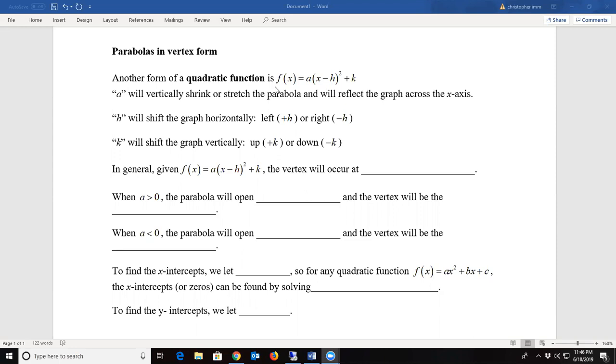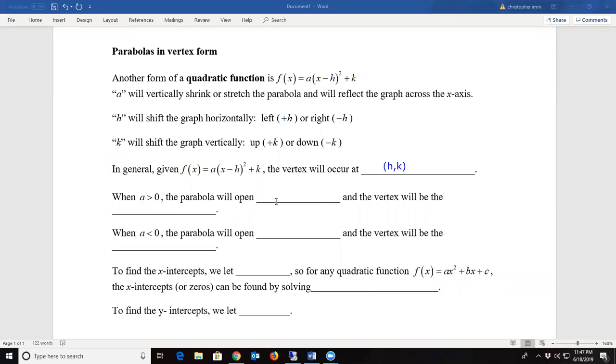That's counterintuitive. The plus k outside change is an add-on. If k is positive, that's going to move the graph up. If k is negative, it moves the graph down. So in general, if we're given the function f of x is equal to a times the quantity x minus h squared plus k, this graph has been shifted h units to the right and k units up, and the vertex will occur at h comma k.